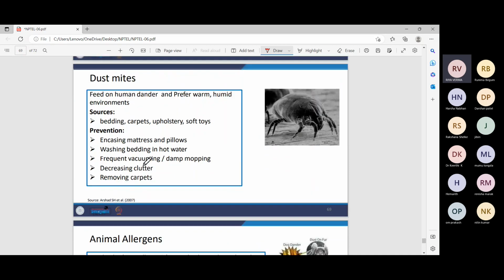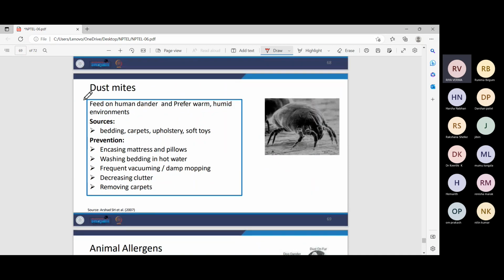So dust mites. Basically, what are dust mites? These feed on human dander and prefer warm and humid environments. And the sources are your bedding, carpets, upholstery, and soft toys. These tend to have dust mites in them, and to prevent these dust mites, what we can do is encase our mattresses and pillows, wash bedding in hot water, then frequent vacuuming or damp mopping of these areas. Then also by decreasing the clutter, we can reduce these dust mites, and then removing the carpets.